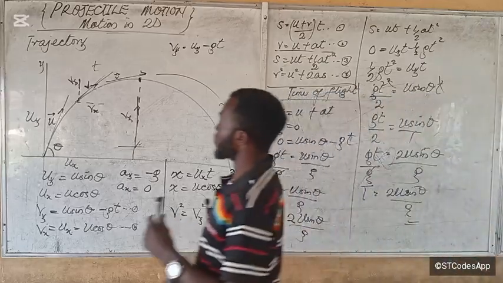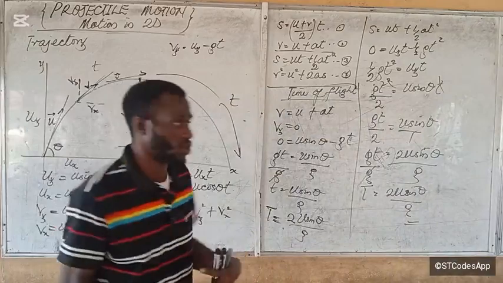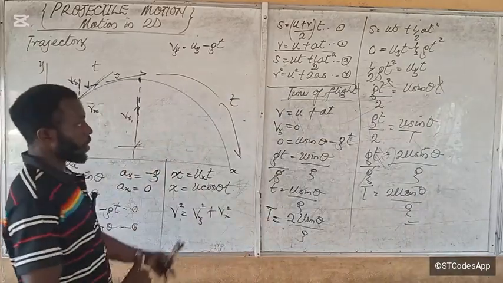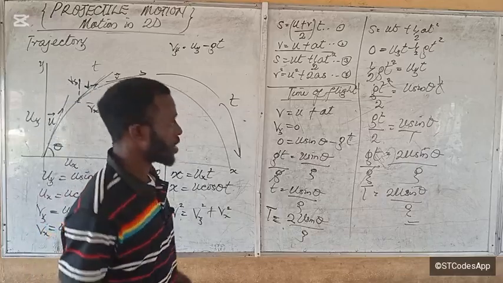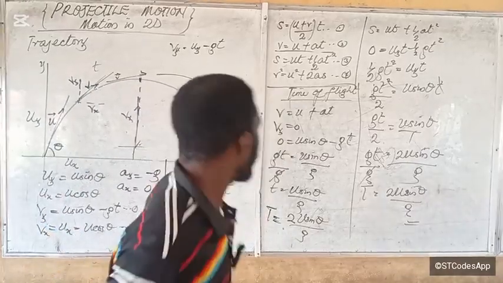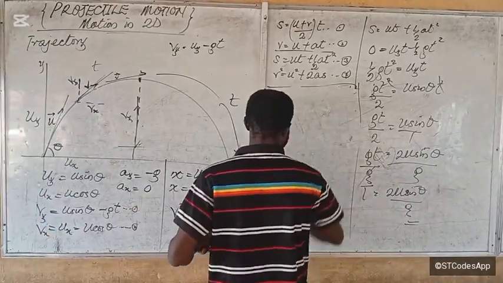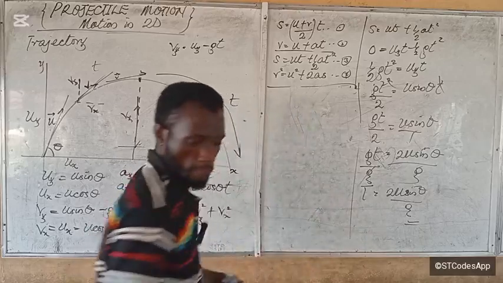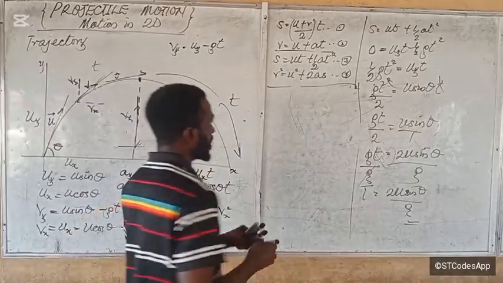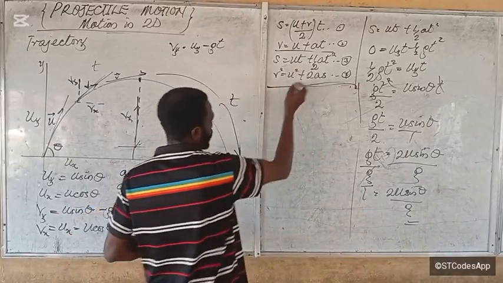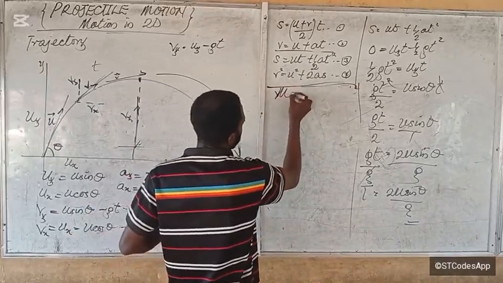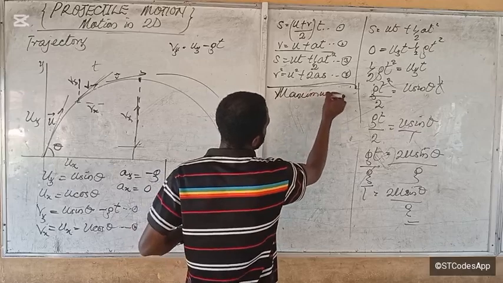Now the next formula you'll be asked to derive, or that you might need to know, is our formula for maximum height. Okay? So let me just clean this place. Formula for maximum height. Now, what is the maximum height reached? The formula we can use to derive that is this formula here. Our fourth formula, maximum height.